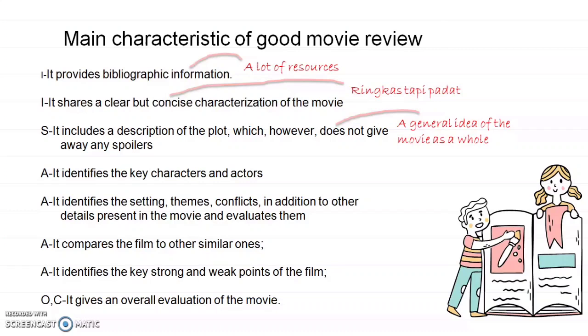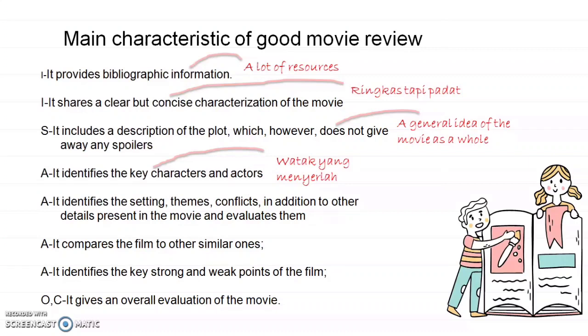Okay. Next one. It identifies the key characters and actors. Okay, this doesn't always have to be the main character. Whenever we're talking about a novel, when we learn novel, usually you have the main character, the antagonist and the protagonist. Okay, but why is it written as key characters? Okay, what is it? It's actually watak yang menyerlah. Sometimes the key characters are not the main characters.